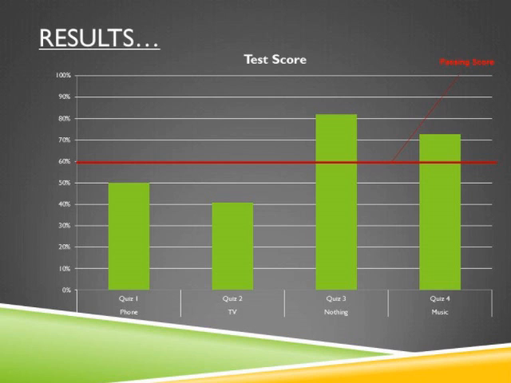In most schools, a 60% is passing, so I drew that red line on the 60% mark. It's interesting to note that on quizzes 1 and 2, Sammy scored well below the passing score. On quizzes 3 and 4, she was above it.